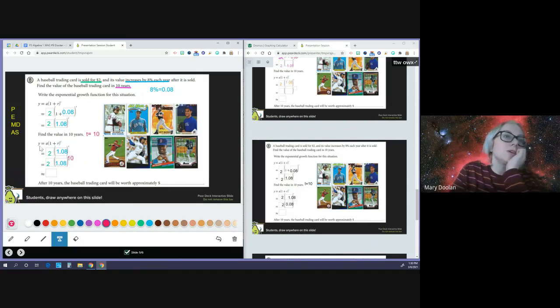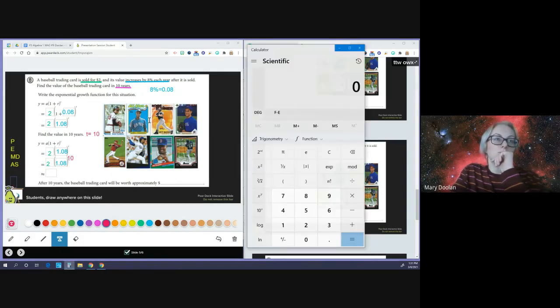Okay, now to evaluate this, again, think about PEMDAS order. Don't forget about that. In the parentheses, there's nothing to do, so we move on to exponents. We have to raise this number to the 10th power, and then we multiply our answer by 2. So this is a great time to use your calculator.